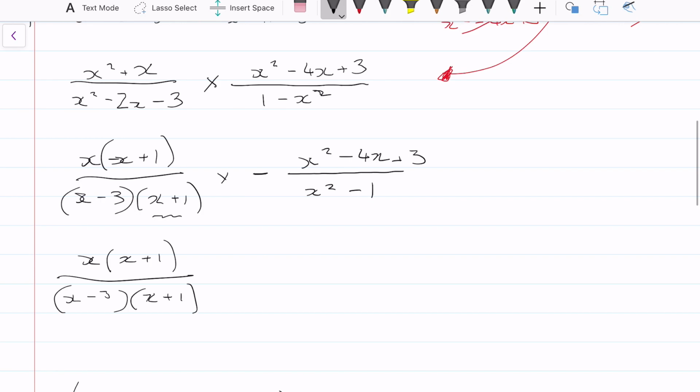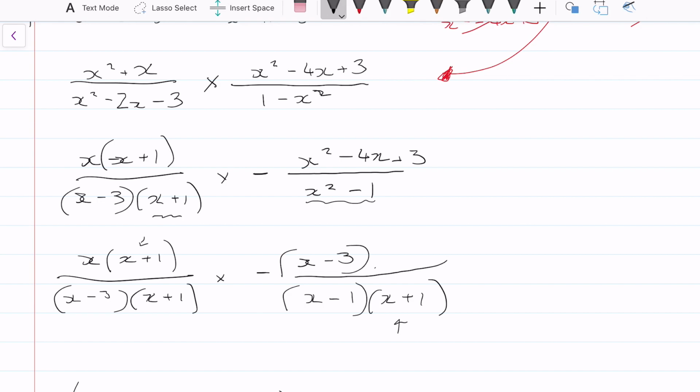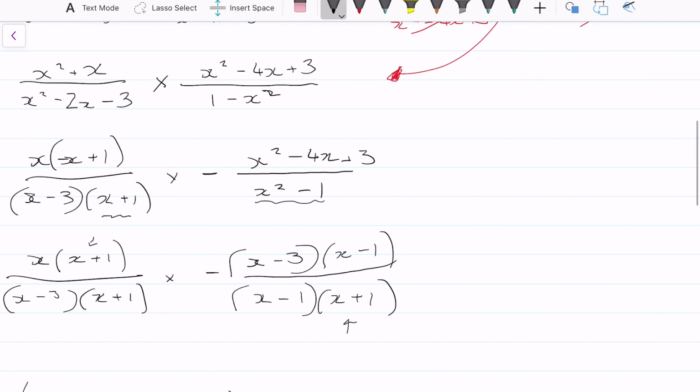Okay, and then minus sign, I'm going to factorize this bottom one using difference of two squares, because now what I can do is cancel things like this with that. But I'm going to factorize the top as well: x minus 3, x minus 1. Okay, cool stuff. So now things cancel quite nicely. Those cancel each other, these cancel each other, these cancel.